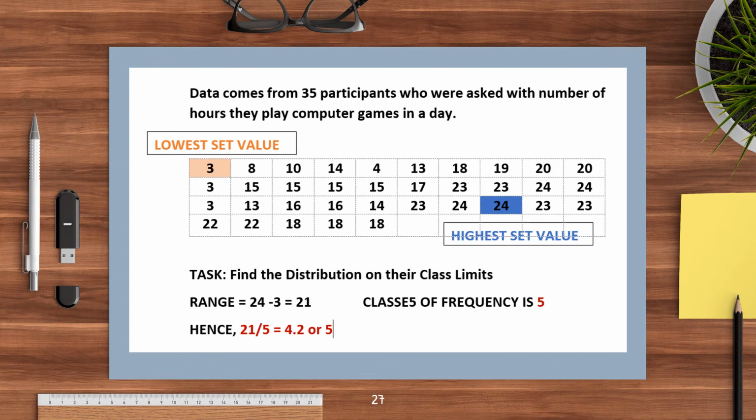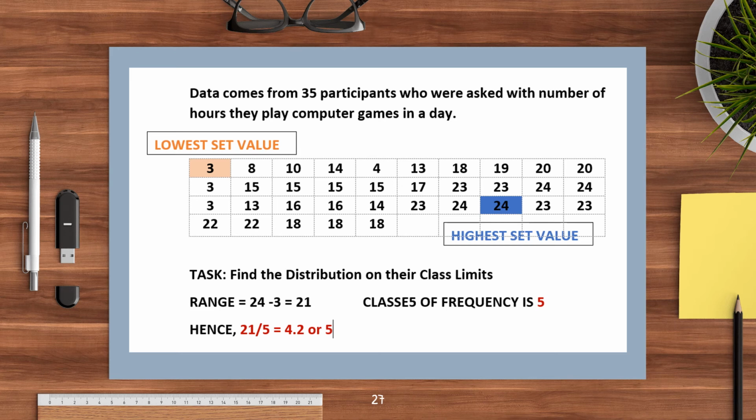Okay, time's up. And let's see if you did it right. So what is the procedure in order for us to determine the class limits and class width of the distribution table that we're going to use for our 35 participants and their number of hours playing games in a day? So, yes, the first step is to determine the lowest and the highest value in the given data. So here we can see that 3 is the lowest value, while 24 is the highest value.